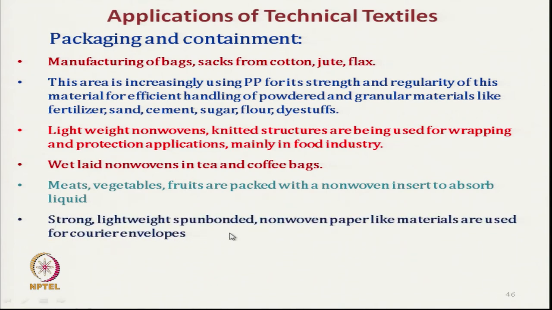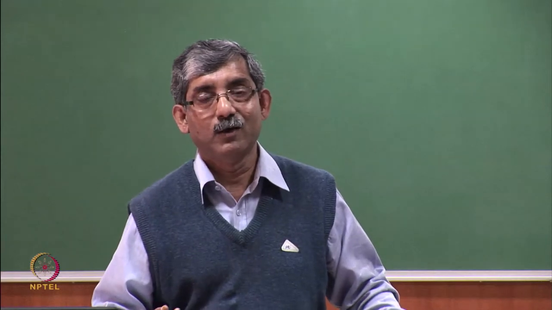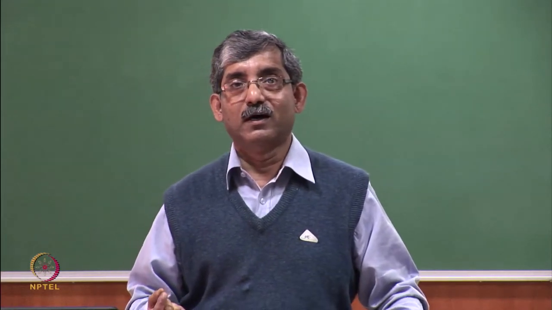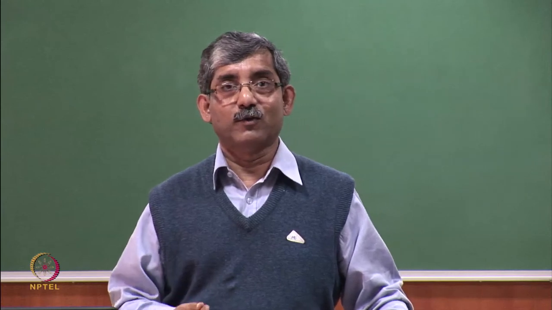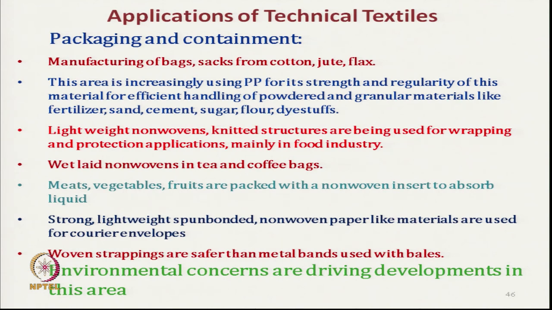Strong lightweight spunbonded nonwovens are used for courier envelopes. So, for envelopes used for courier purposes, we use spunbonded nonwovens now, because they are strong and lightweight. Woven straps are nowadays being used and are replacing steel bands due to environmental concern and due to their flexibility.